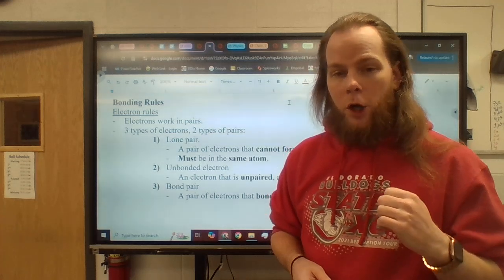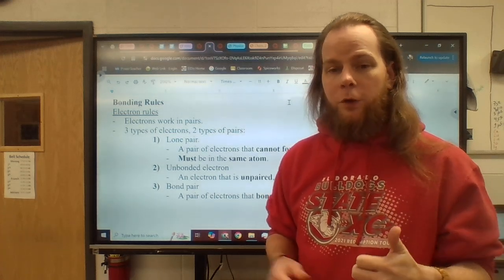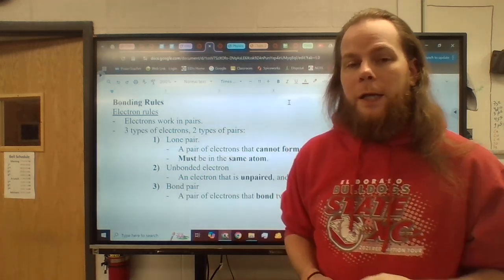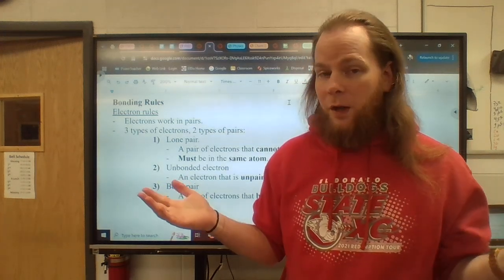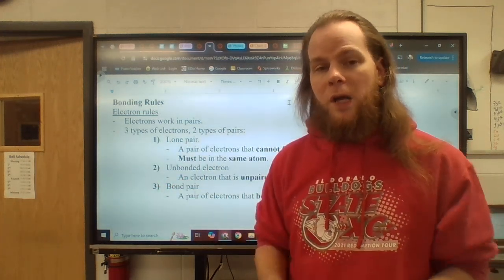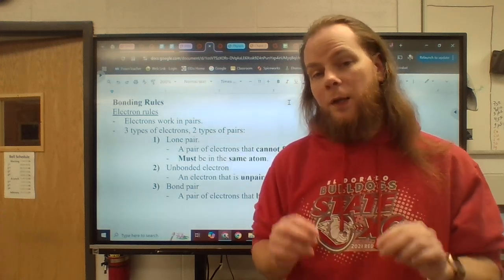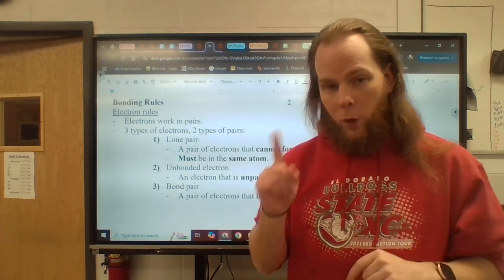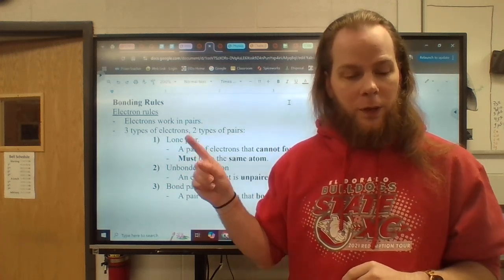Electrons that are already paired up, these are called lone pairs. Electrons that are by themselves. These first two are the only two kinds that can exist within a single atom. One atom can only have these two kinds.